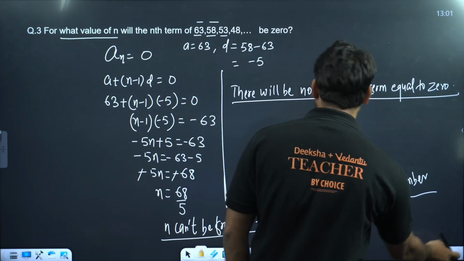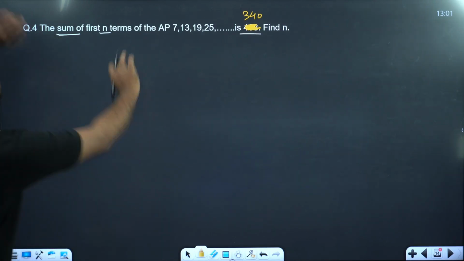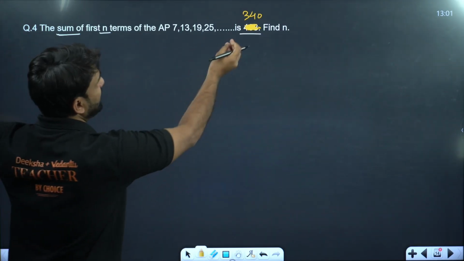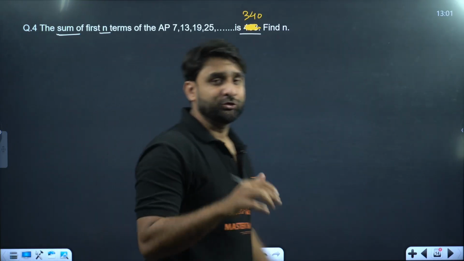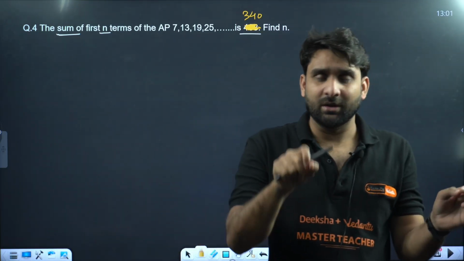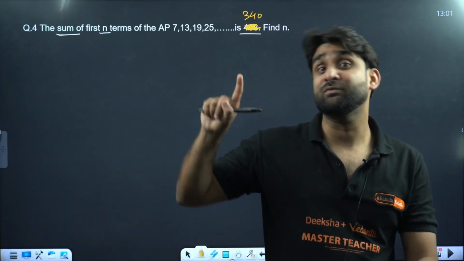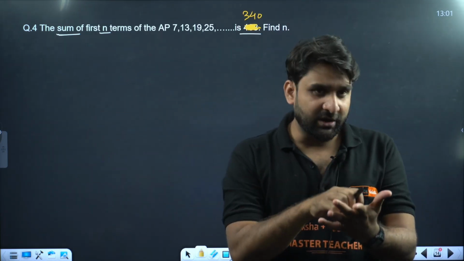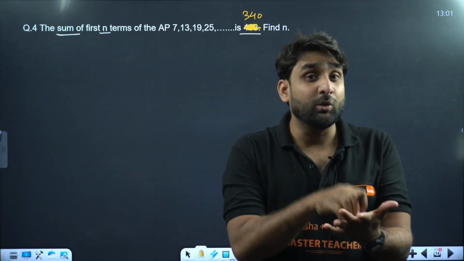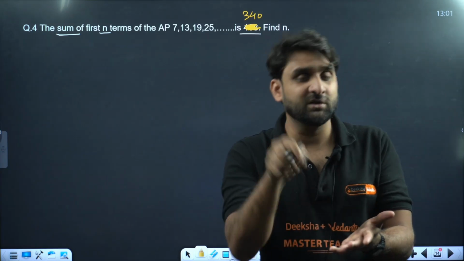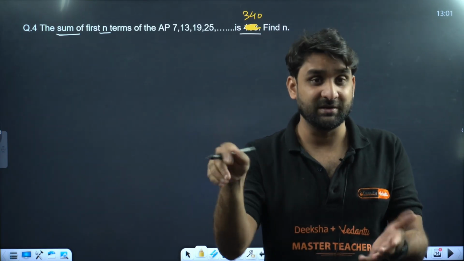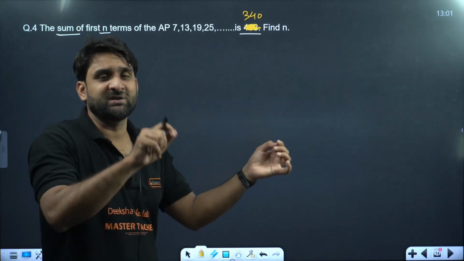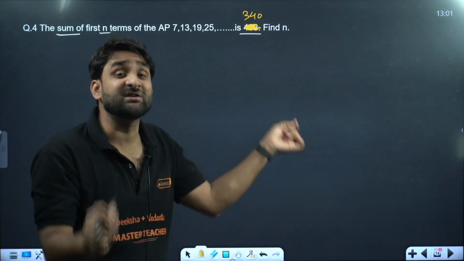Moving to the next question. The question is: the sum of the first n terms of the AP is 340, then find n. This question is entirely a reverse format of the question that we have solved earlier. In the previous question, n was already given to you, and we were calculating the sum of n terms by using the formula Sn is equal to n by 2 into 2a plus. Now in this question, the sum is already given. This question has reversed completely.